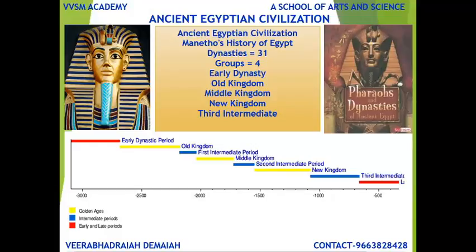If you observe the chronological calendar: early dynastic period, Old Kingdom, first intermediate period, Middle Kingdom, second intermediate period, New Kingdom, and the third intermediate. So these are the very important things to know. If you observe the chronological data, the yellow indicates the Golden Age, the intermediate period is the blue line, and the early and the late periods are red bars.